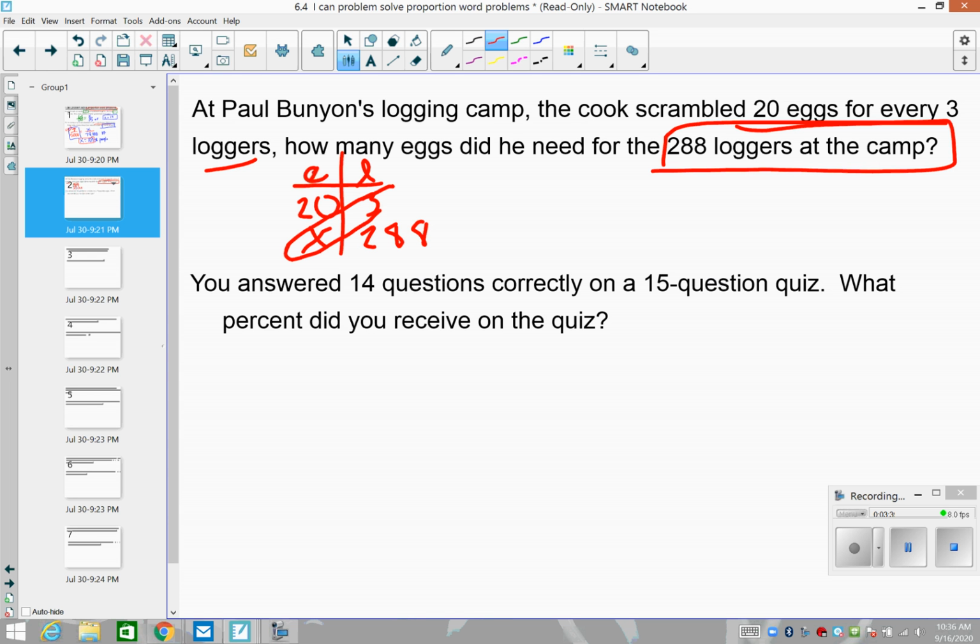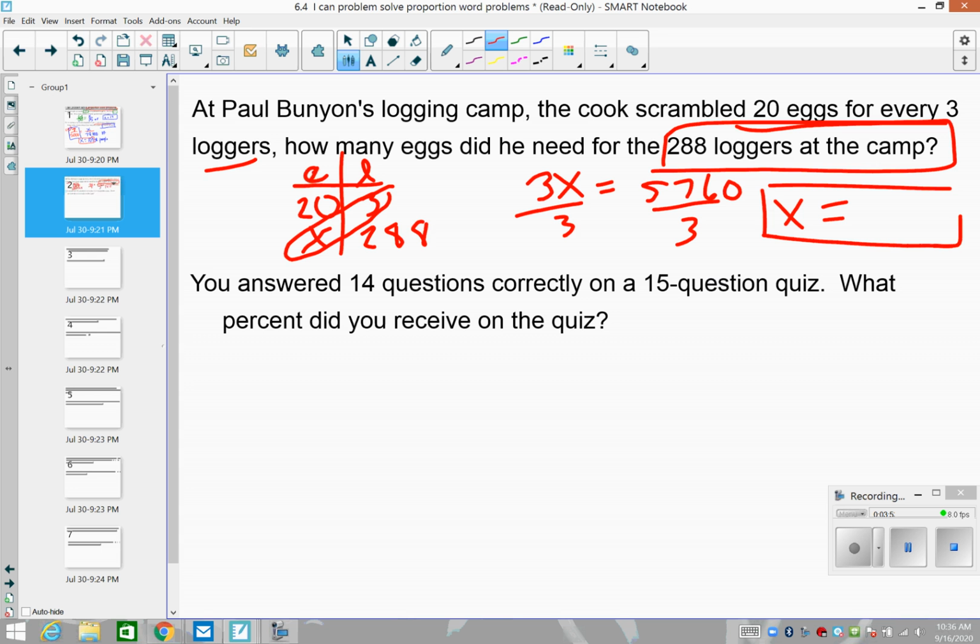Taking cross products and solving here, we get 3x is equal to 20 times 288. We're going to divide by 3, copy, paste, copy, paste. So we're left with that we would come up with 1,920 eggs. I recognize that that might be really fast. You just need to pause the video. Otherwise, the video is going to be 10 years long.